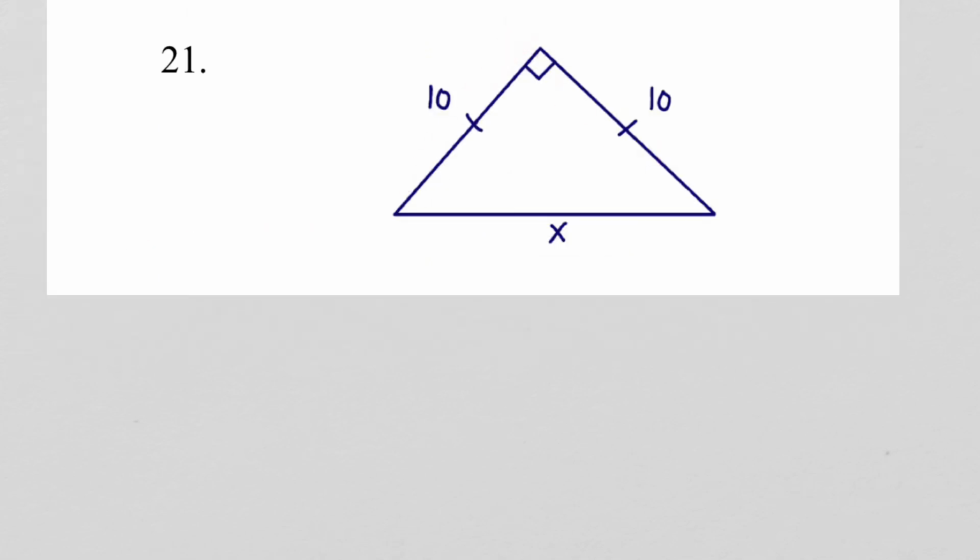Okay, this is a 45, 45, 90 triangle. So x is equal to 10 times root 2. That's simple.